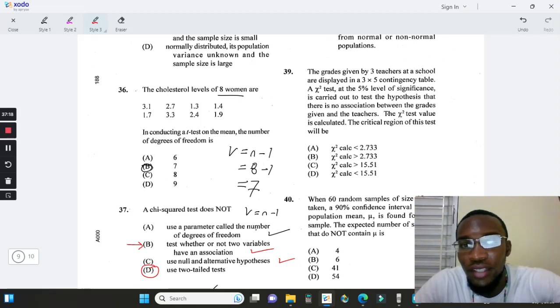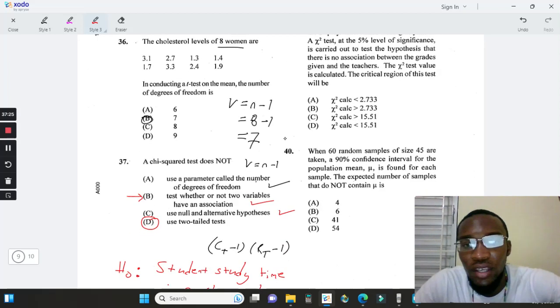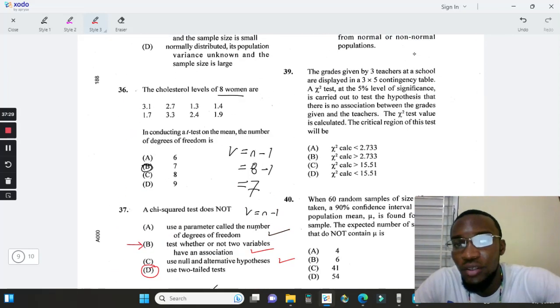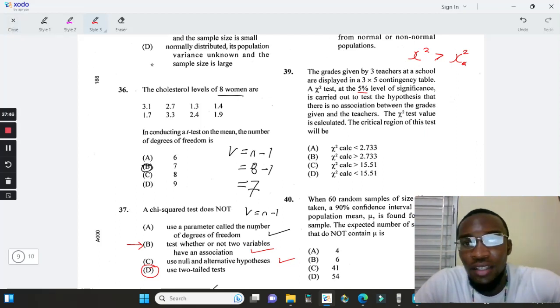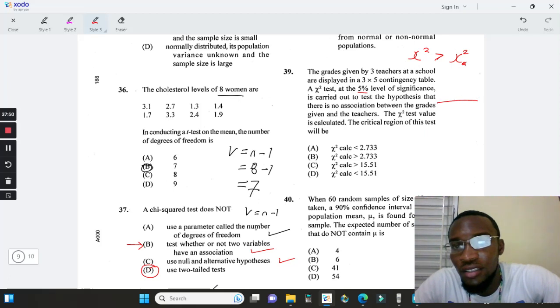Number 39. It says the grades are given by 3 teachers at a school in a 3 by 5 contingency table. It says the chi-square test value calculated. The critical region is, so if we want the critical region, it depends on which of these two you're using. If you're using the one, chi-square calculated is greater than chi-square of alpha, at 5% significance level. And remember, it's n minus 1 degrees of freedom, which comes from 3 minus 1 times 5 minus 1. So the degrees of freedom is 2 times 4, which is 8. So 8 degrees of freedom.